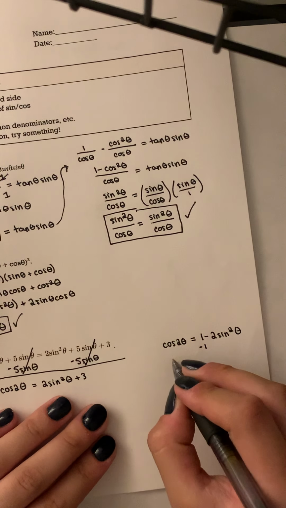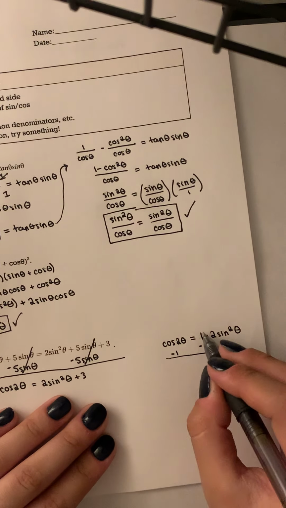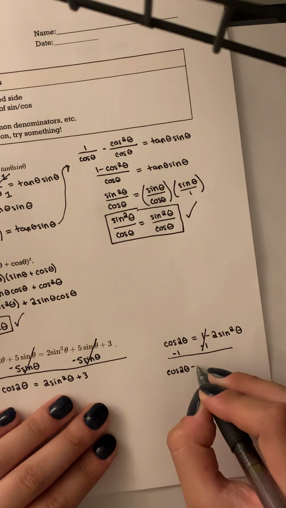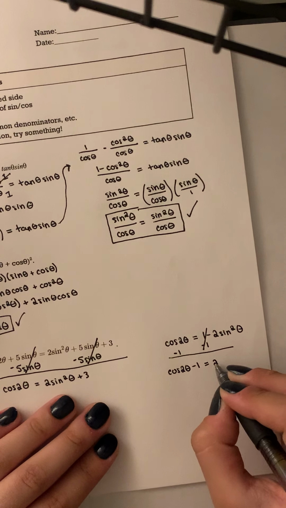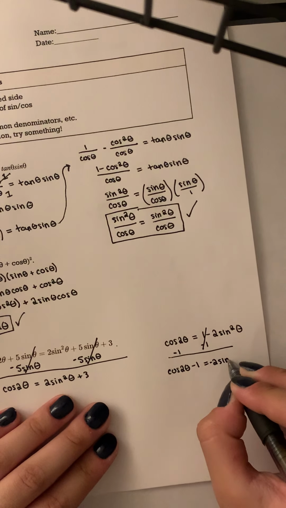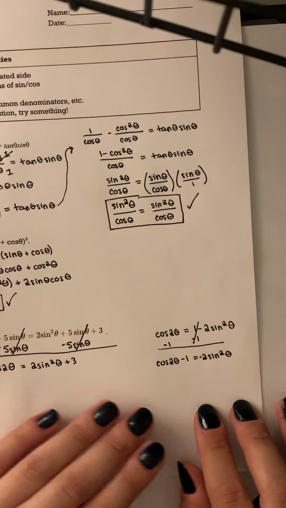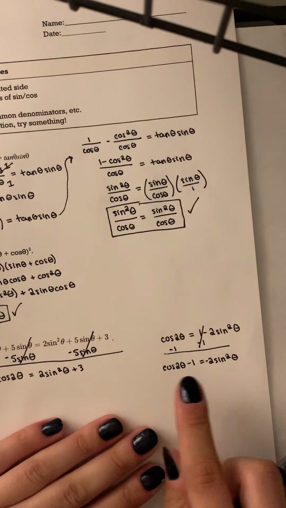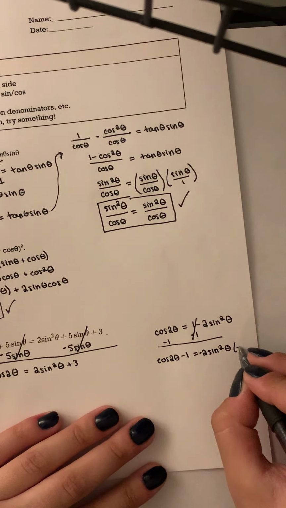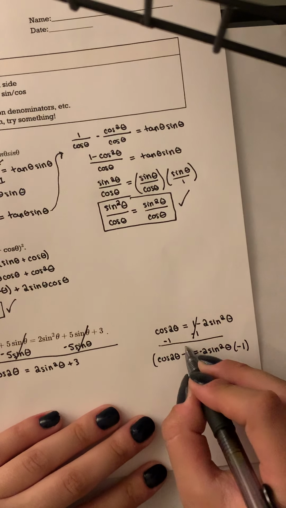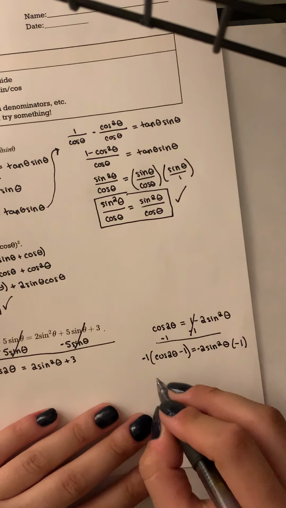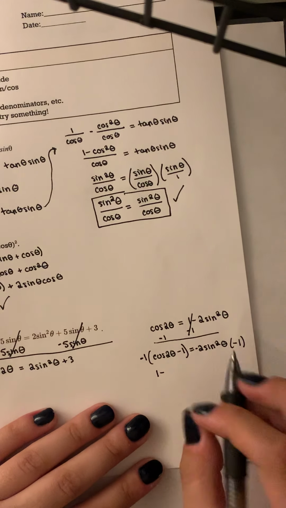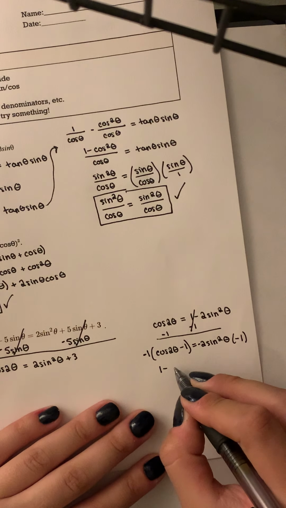I'm going to subtract a 1 from either side. And I'm left with cosine 2 theta minus 1 is equal to negative 2 sine squared theta. And I have a positive in my original equation, but I have a negative here. So I'm just going to multiply both sides by negative 1. And when you multiply this side, there's 2 terms, so you have to remember to multiply both terms by negative 1, not just one term.